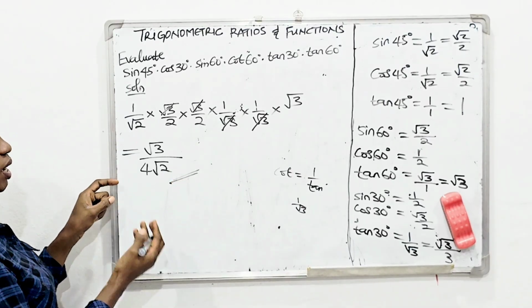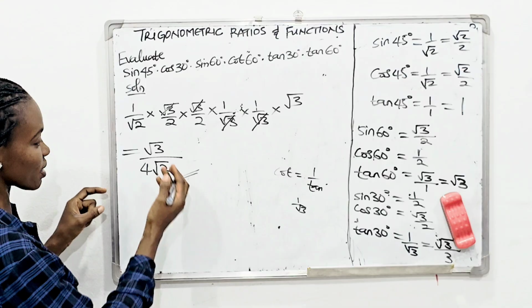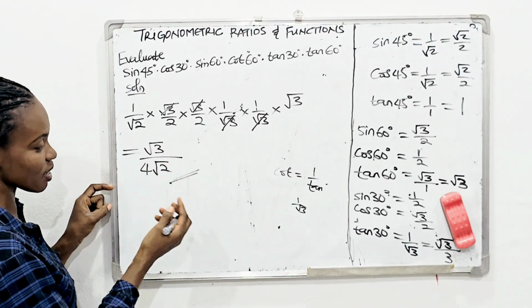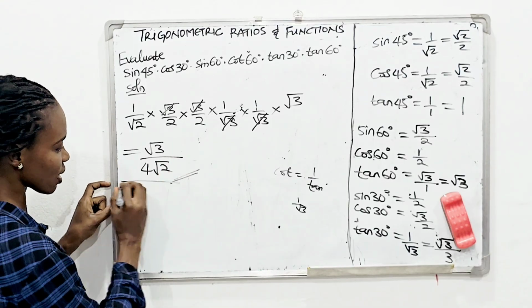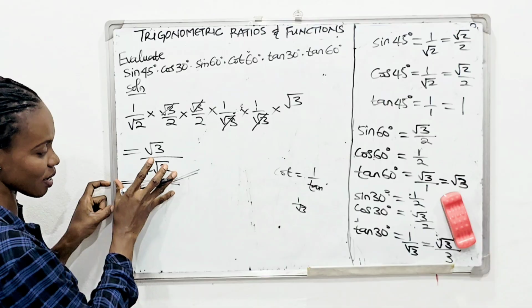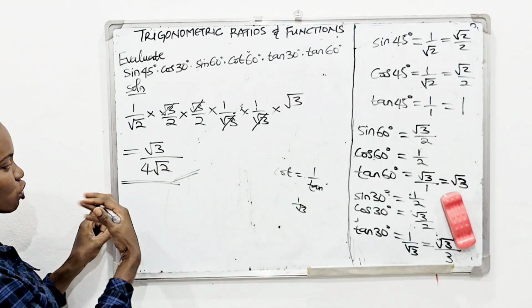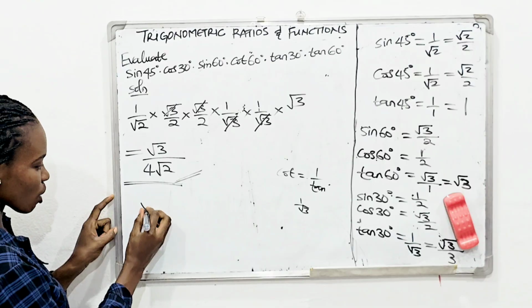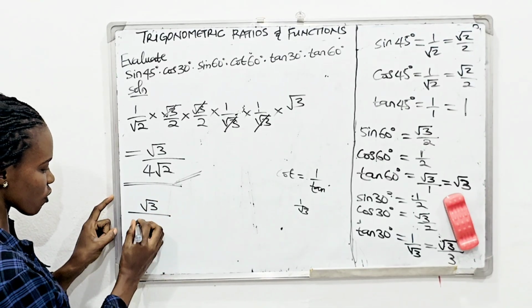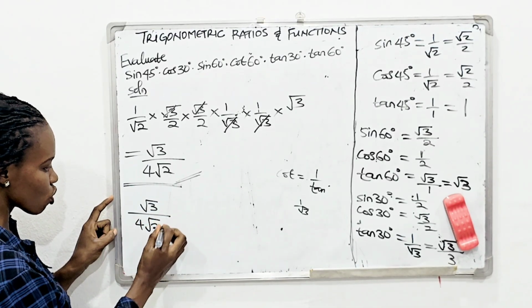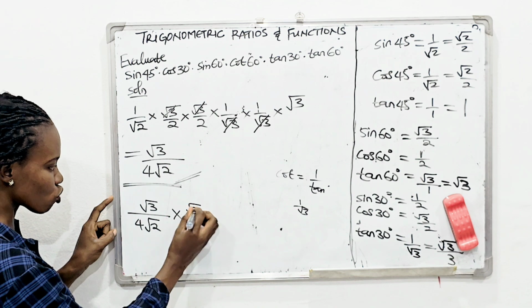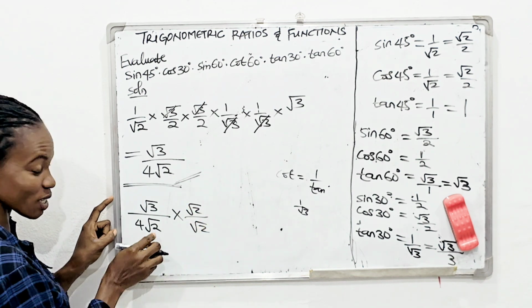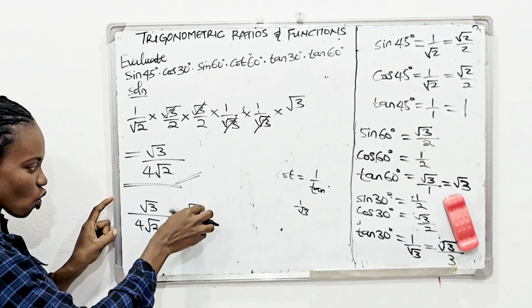If you want, you can rationalize, remember what I said about rationalization, but this is the answer and we are done with this question. But if you want to go further to make sure there is no surd down, I will take root 3 over 4 root 2 and multiply by root 2 over root 2. You use it up and down.